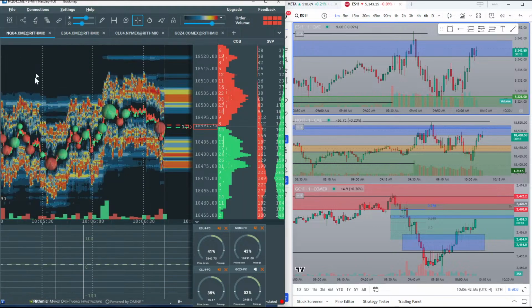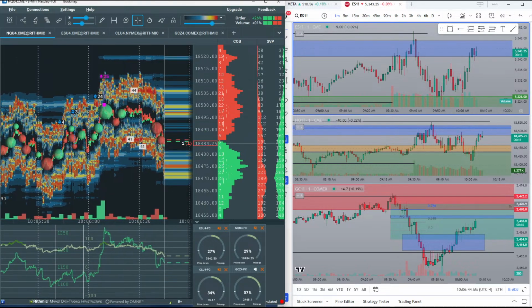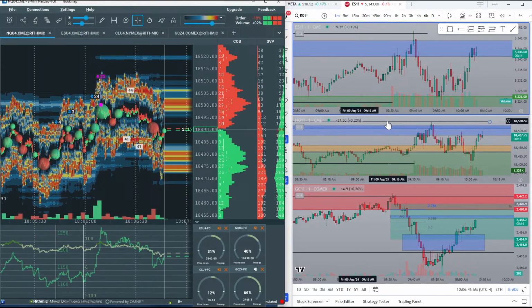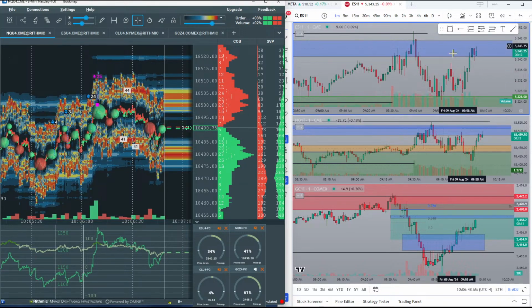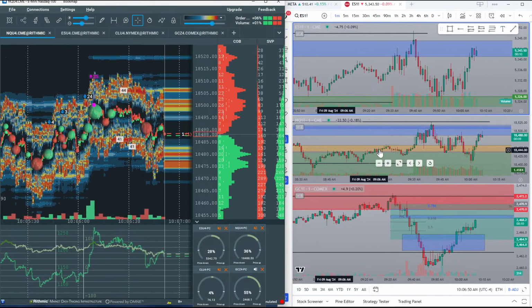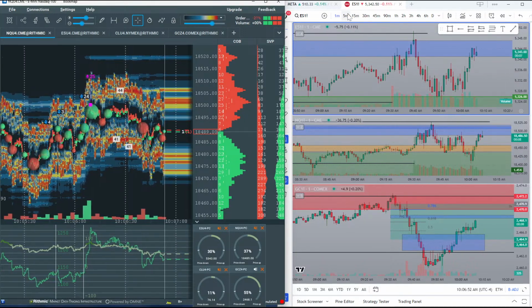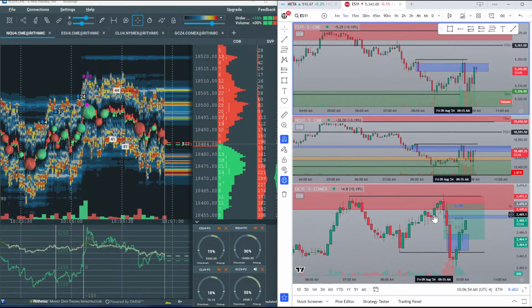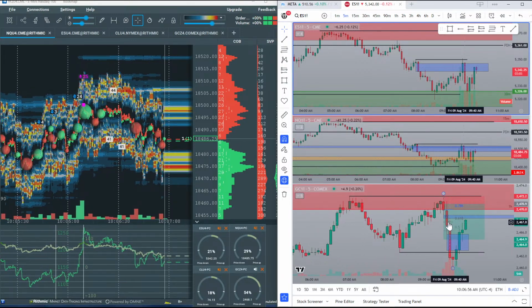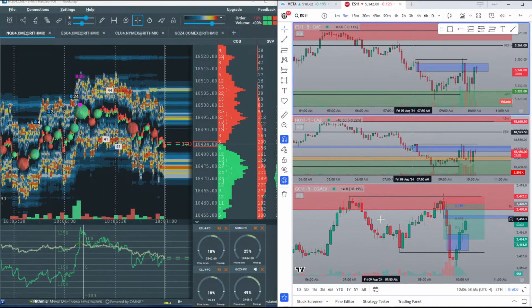Let's see. So we'll put the NASDAQ back up. Just chopping around, still just chopping around. Very little confirmation to a move right now. Gold trying to push its way back higher too. Love that, love that.